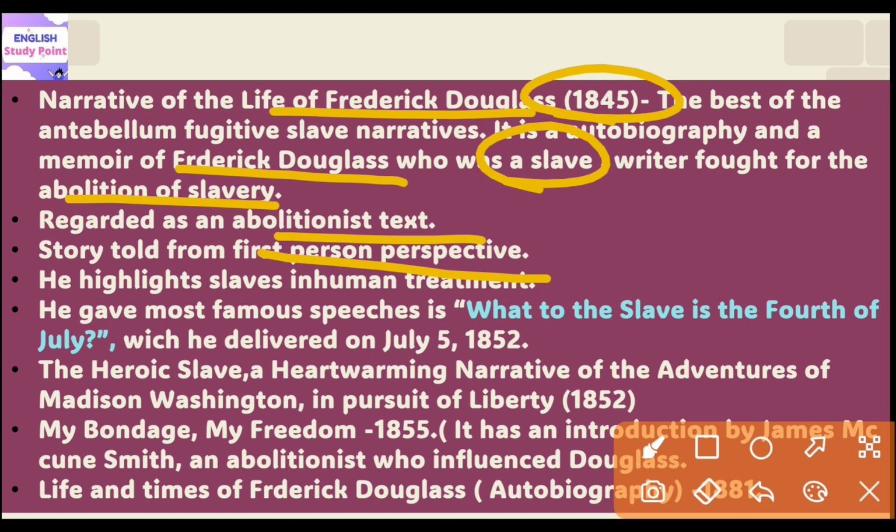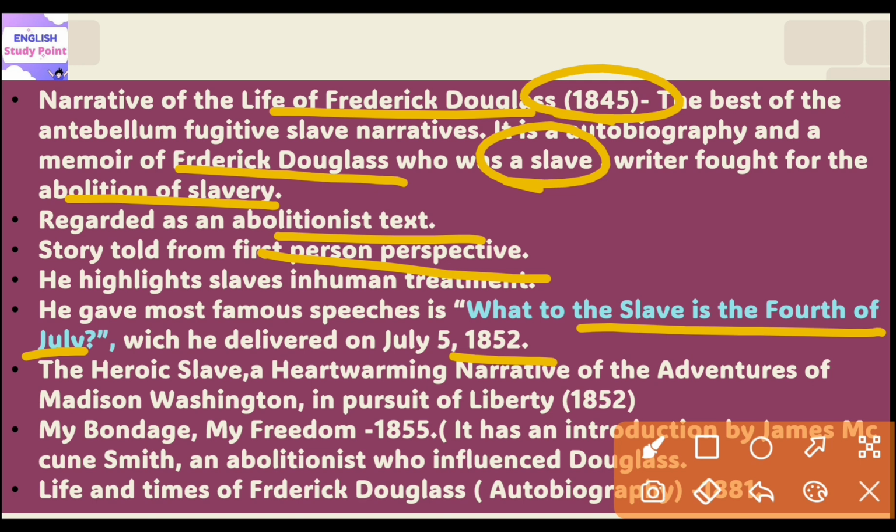Another famous speech was delivered by him on July 5th in the year 1852, and the speech is titled What to the Slave is the 4th of July. In this speech, Douglass criticized the hypocrisy of celebrating freedom while millions of African Americans remained enslaved. He called for immediate emancipation and equal rights for all in this speech.